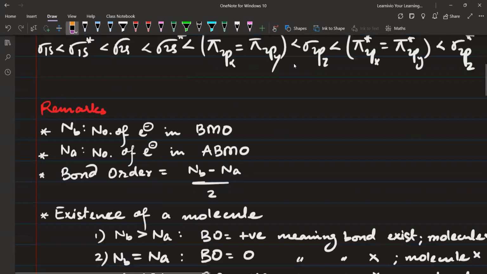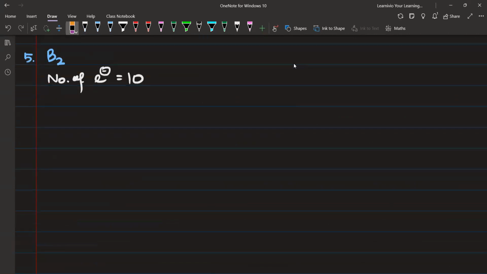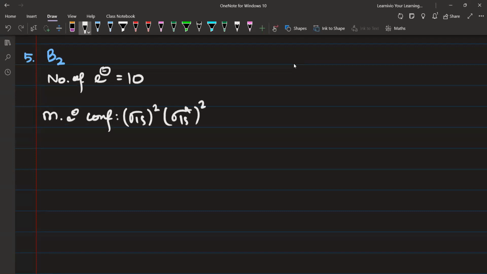I hope you understood this, right? Yes. So moving on. Number of electrons is equal to 10. So it is going to be case 2, and that means in case 2, the pi orbitals will come first, then sigma. The molecular electronic configuration is going to be sigma 1s2, then sigma star 1s2, then sigma 2s2, then sigma star 2s2. Now you will have pi 2px equal to pi 2py. They will come together.